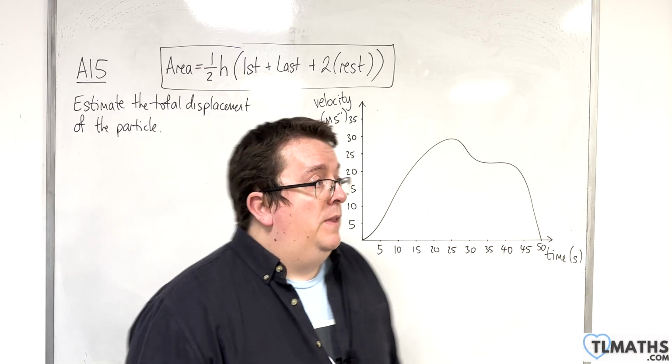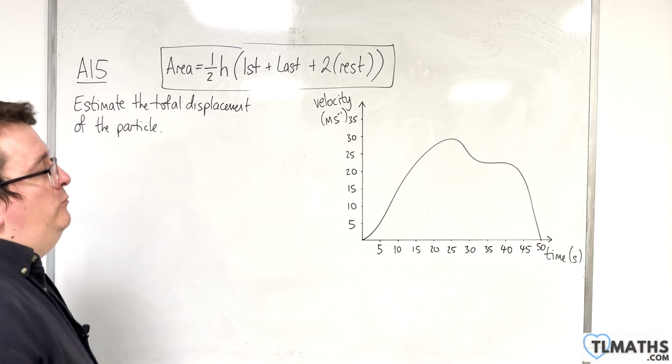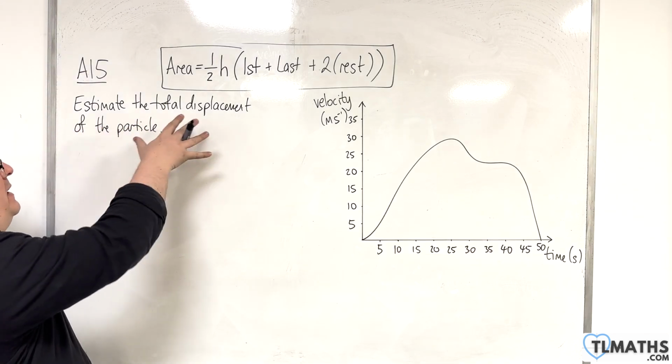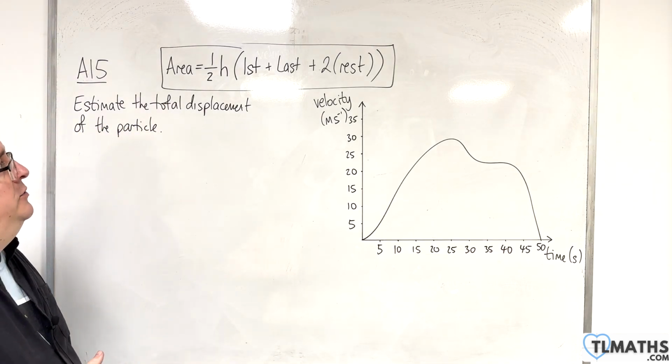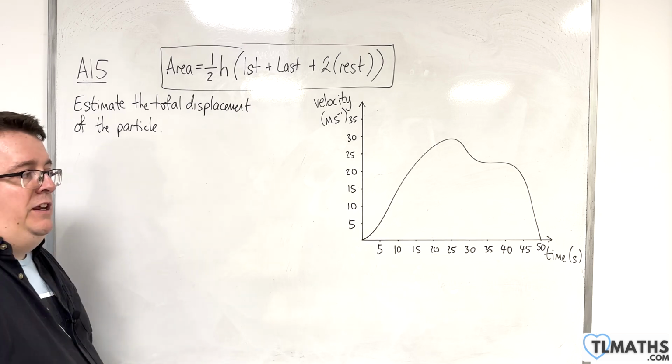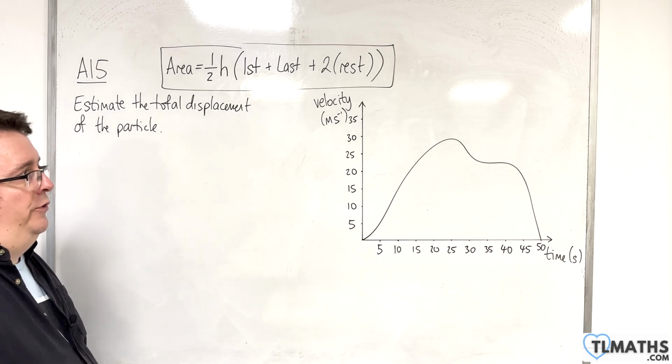So in this video, we have a velocity time graph for a particle, and what we need to do is to estimate the total displacement of the particle across the 50 seconds. And I'm going to use the trapezium rule in order to do that.